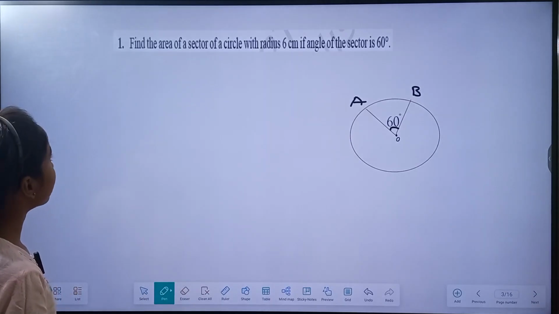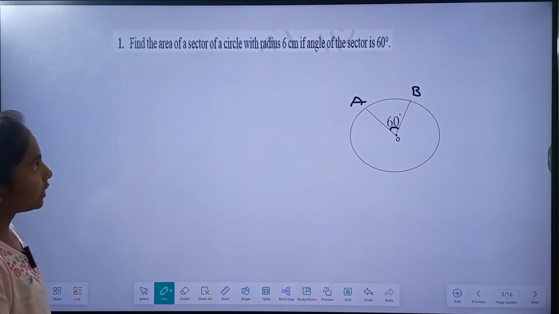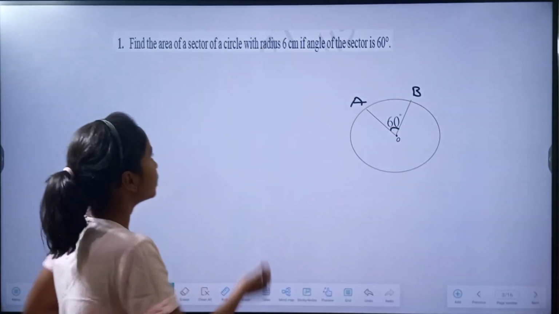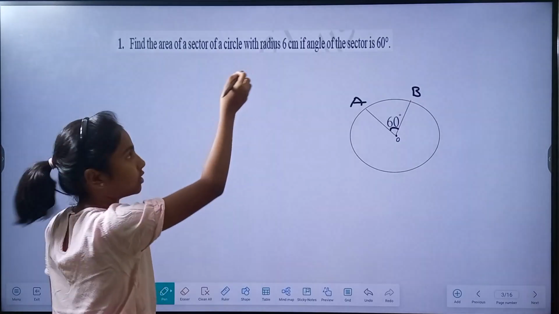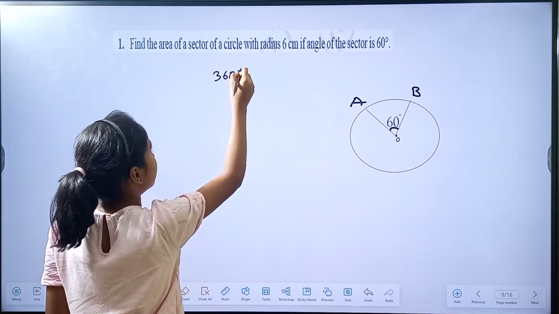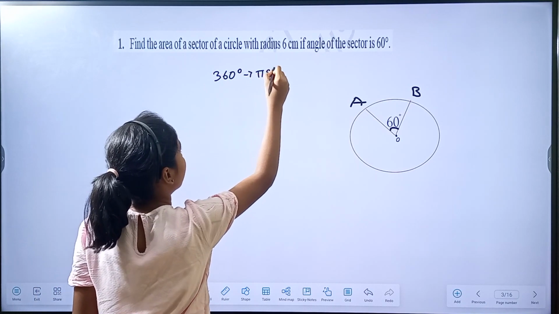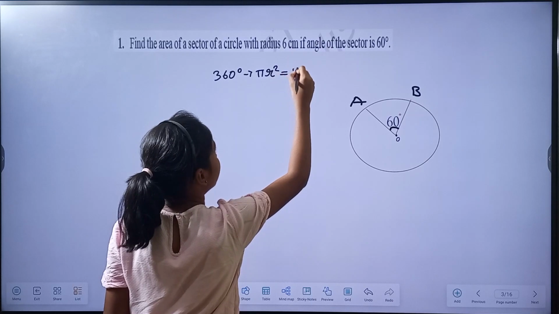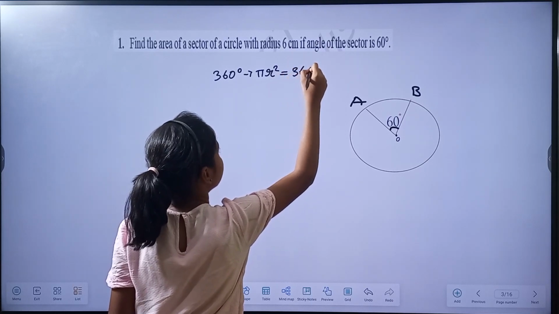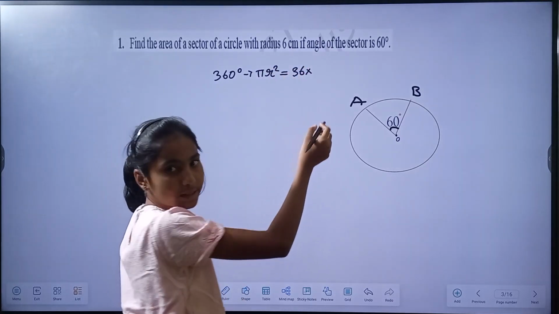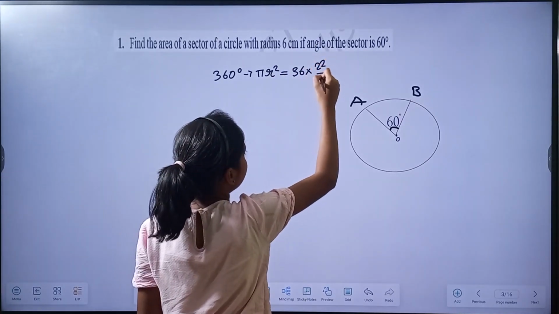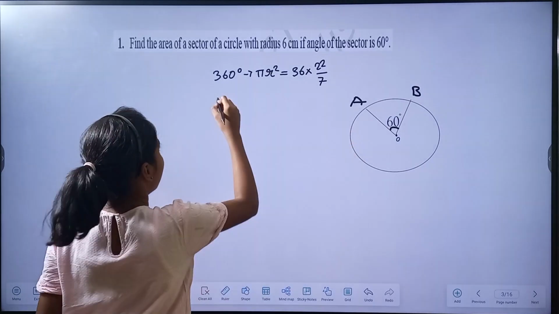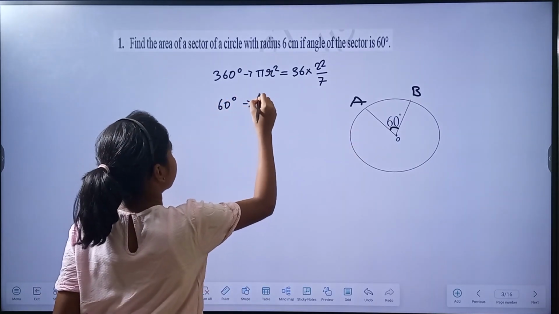Find the area of a sector of a circle with radius 6 centimeter if the angle of the sector is 60 degrees. So they have given the radius is 6 centimeters. So for 360 degrees, the area is pi r square, which is pi into 6 square, 36 into pi. Let us take pi as 22 by 7, so 36 into 22 by 7. Now we want it for 60 degrees.